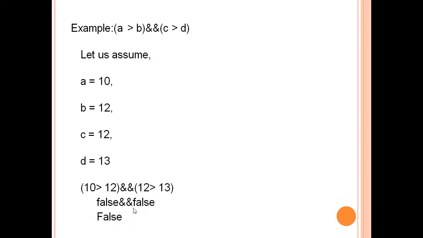In the logical and case, both should be true, then only the result is true. For remaining cases, the result is false. So here both are false, so the result is false. Okay, the result for this expression with these values is false. So what we are doing here, we are evaluating the expression which is in brackets first. We have to consider these as individual expressions and then evaluate them. Okay, so the result is false.